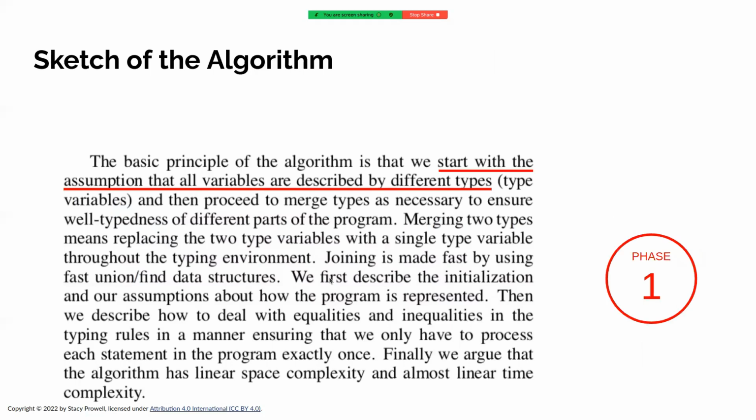All right, so step one, it's pretty easy. Start with the assumption that all variables are described by different types. That sounds like a thing I would know how to do, right? I'll just write down a different variable name for each type of each variable. Done. Phase two is a little trickier. Merge types as necessary to ensure well-typedness. That's harder for me to grok.